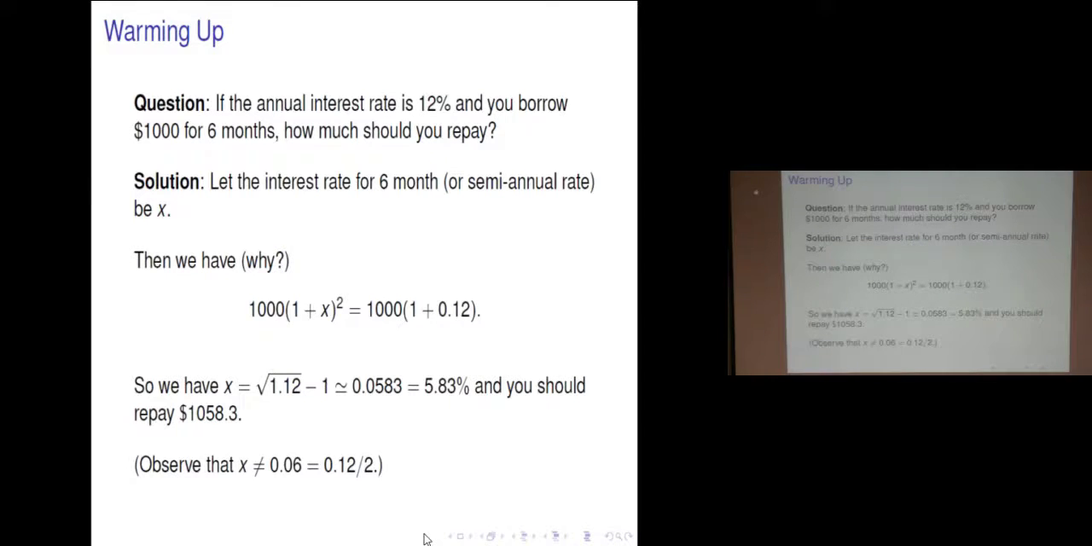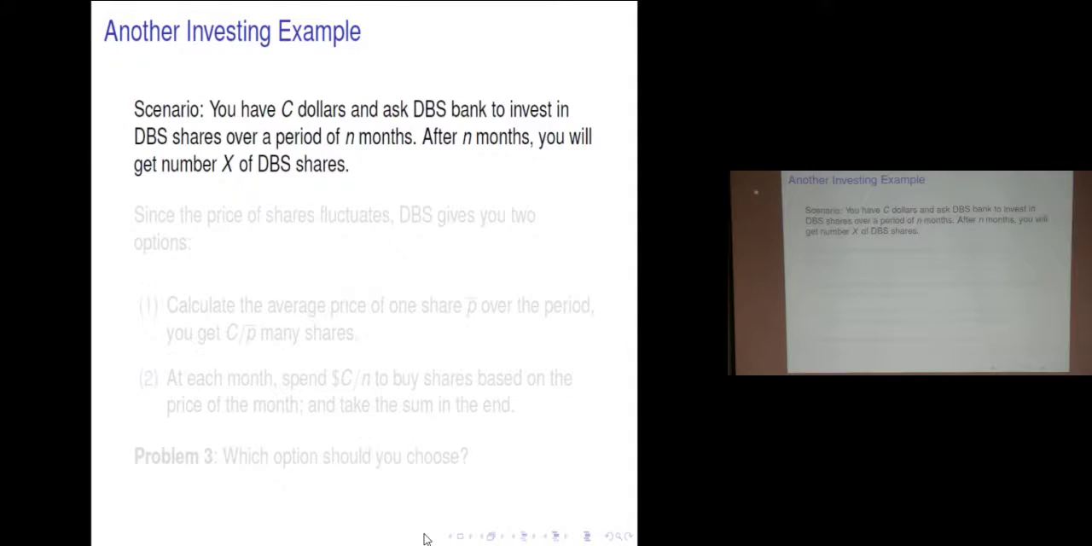Notice this is not equal to 6%. X is not equal to 6%. If we are not very careful, we will divide this 12% by 2 and get 6%. But that's not the correct computation. The correct computation will give us 5.83%. Is this all right? So, good.